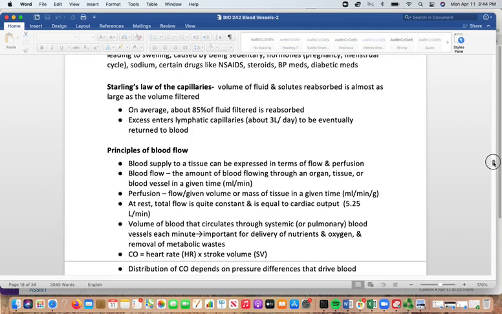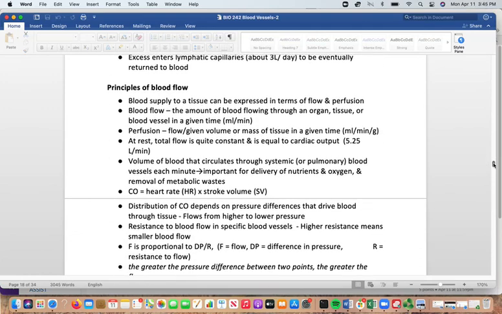So when we look at principles of blood flow, the blood supply to a tissue can be expressed in terms of flow and perfusion. Blood flow is the amount of blood flowing through an organ, tissue, or blood vessel in a given time. So we would express that in milliliters per minute. Perfusion is the flow in a given volume or mass of tissue in a given time. So that would be expressed in milliliters per minute per gram. At rest, the total flow is quite constant and is about equal to the cardiac output, about 5.25 liters per minute.